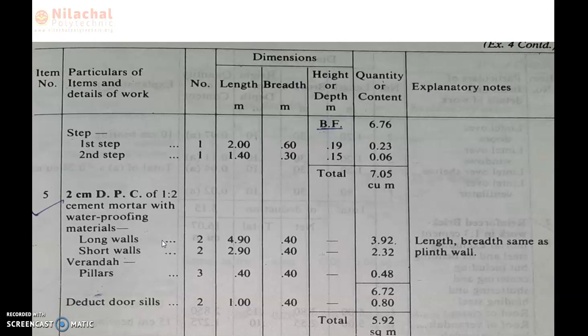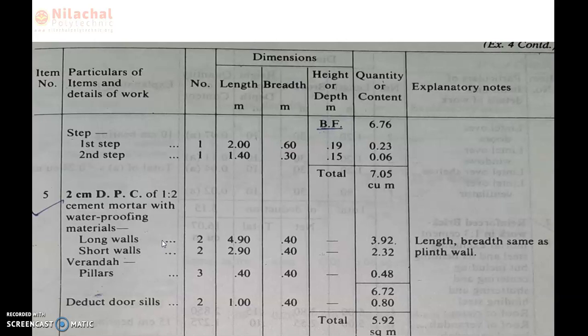First of all we need to check what is the DPC value for the room. Then after that we need to check the DPC value for the veranda. First we discuss the room, long wall and short wall. In case of the room, long wall is 2 numbers and short wall is 2 numbers. We know the DPC unit is square meter, because the thickness of DPC is already mentioned in the question, which is 2 centimeter. So we don't need to write the height or depth of the DPC. We need to find the length and breadth of the DPC.